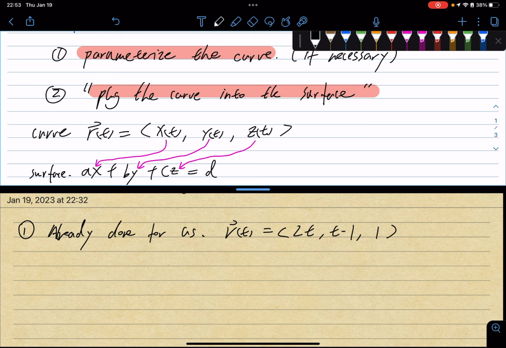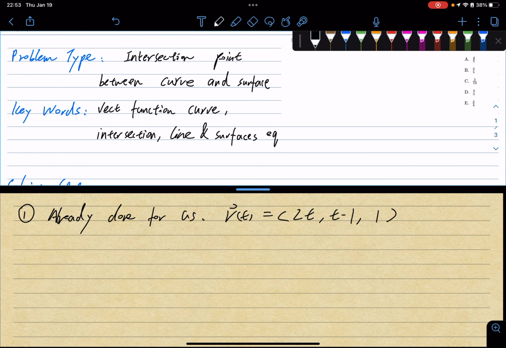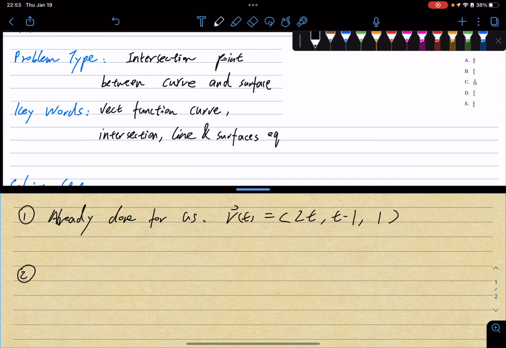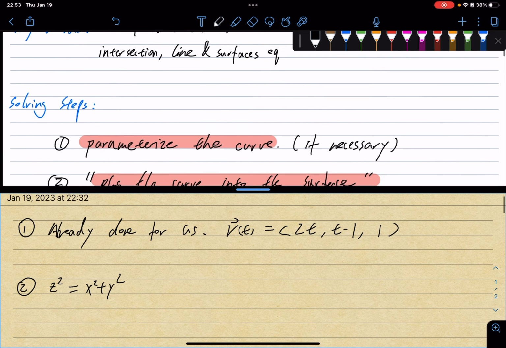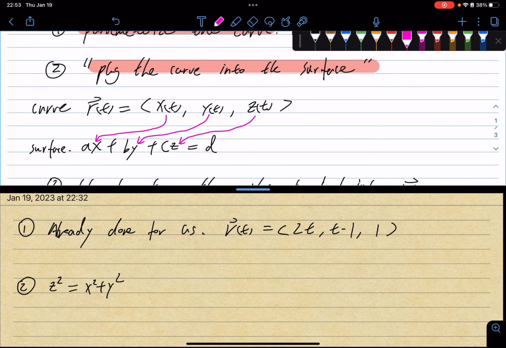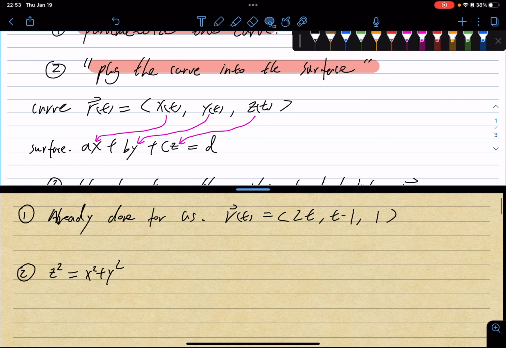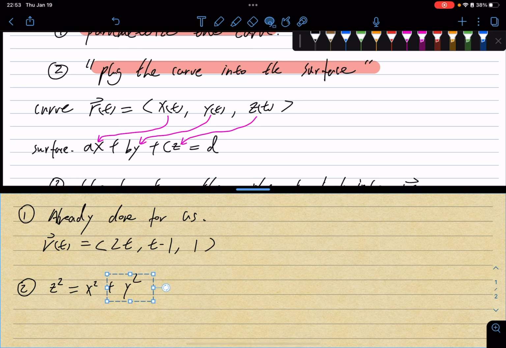It doesn't have to be on the first order, but I'm just using a plane as an example. So step 2, we have the surface z squared equals x squared plus y squared. What we are going to do is the same thing, just like we did here. I'm gonna move this for convenience, and separate this a little bit.